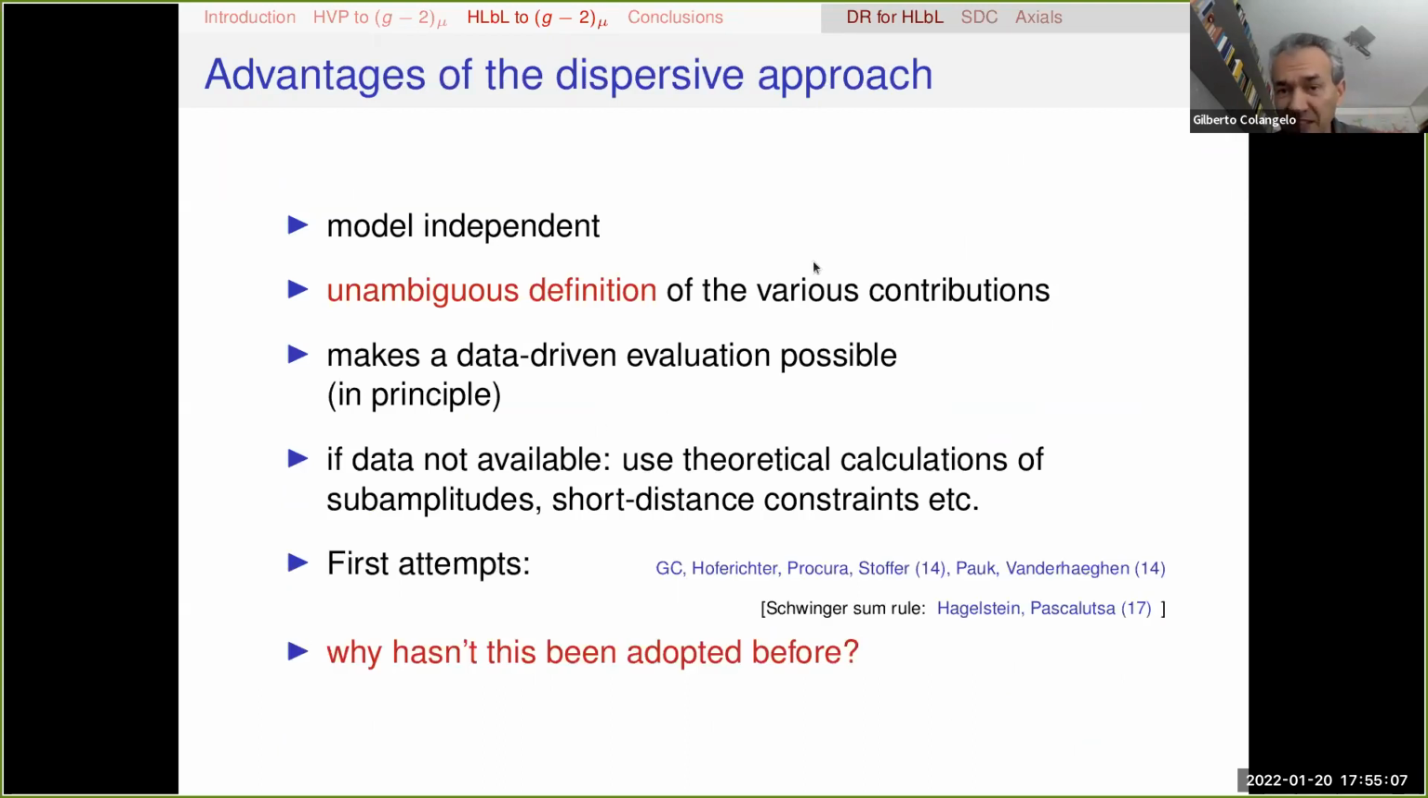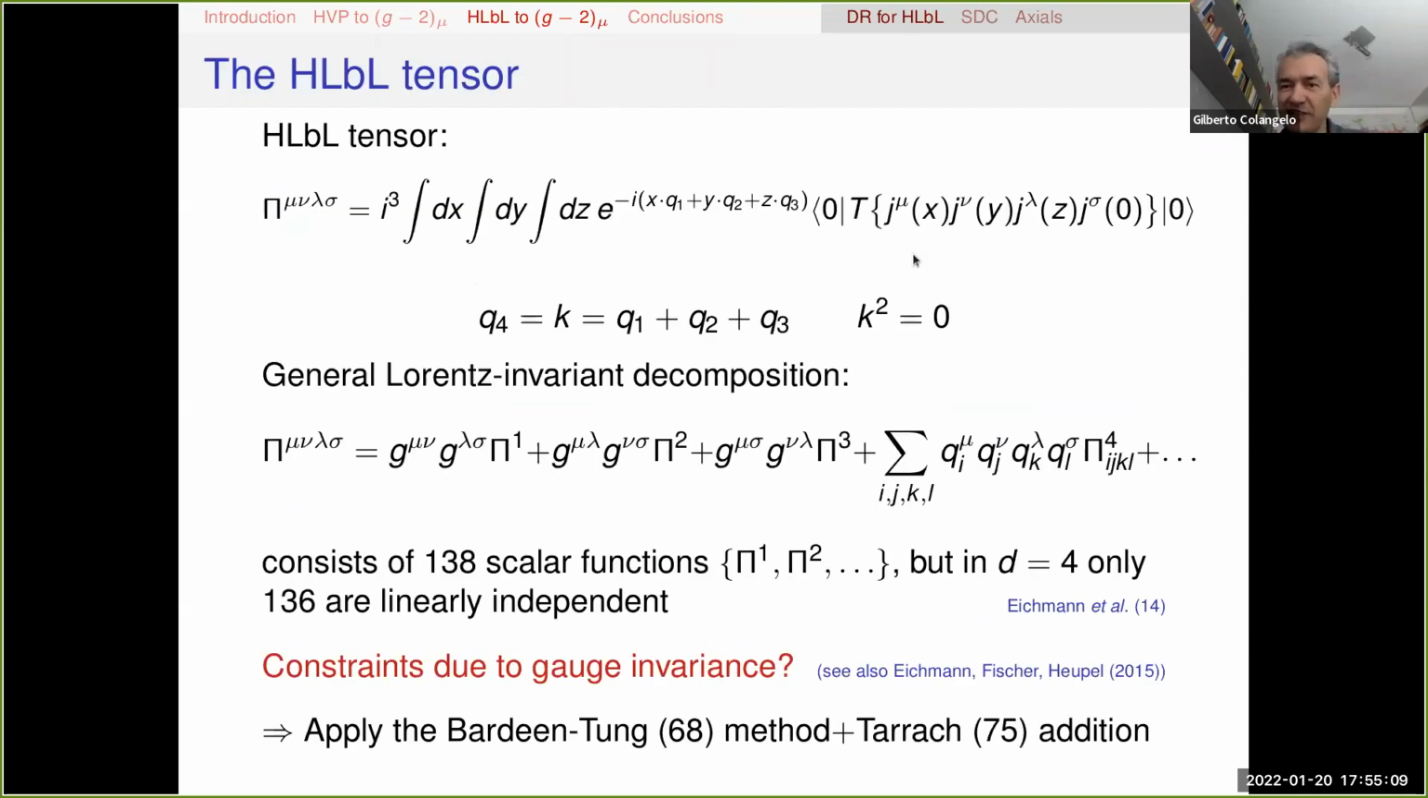So the problem here, making the comparison to the discussion I made for hadronic vacuum polarization, the 2-point function: here with a 4-point function, you now have 3 independent momenta. And in order to build a tensor with 4 indices with 3 independent momenta, you have many more possibilities. In fact, you can find out that you can build 138 different Lorentz structures. In 4 dimensions, only 136 are independent.